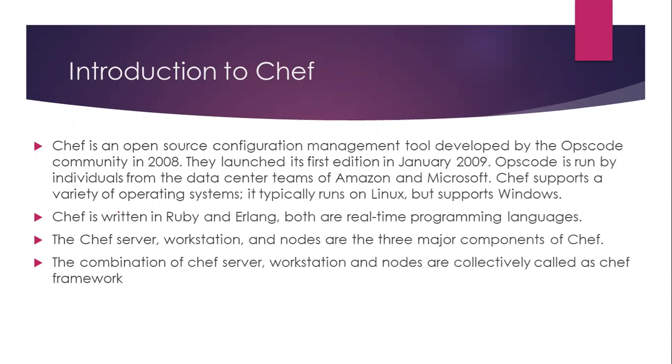So Chef is a configuration management tool through which configuration management is automated. A little history: it's open source. Even though it was released in 2008, the first edition launched in January 2009. A few employees from Amazon, Microsoft, and others created this, meeting business needs. It is written in Ruby, and the user interface is developed in Erlang. Erlang is another real-time programming language. I think even RabbitMQ is also developed in Erlang.